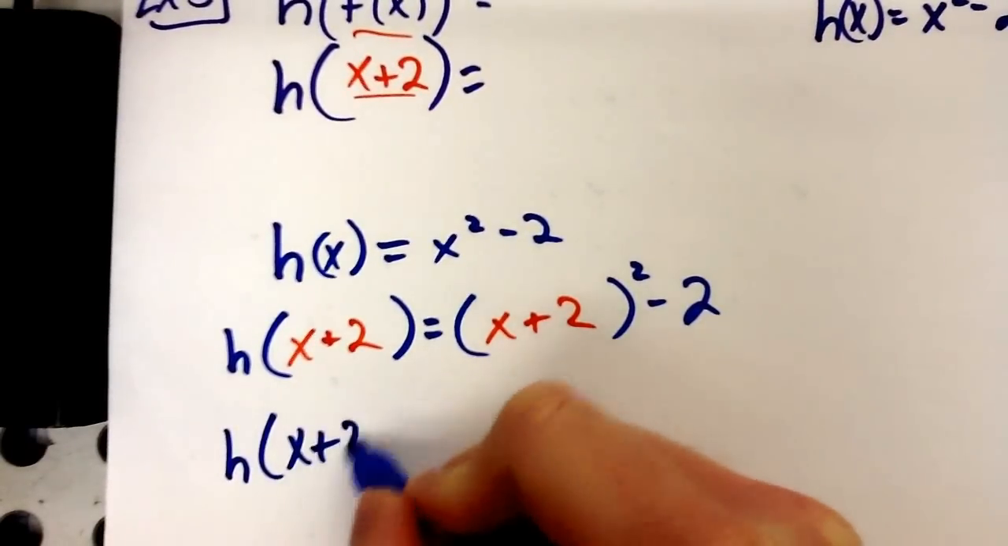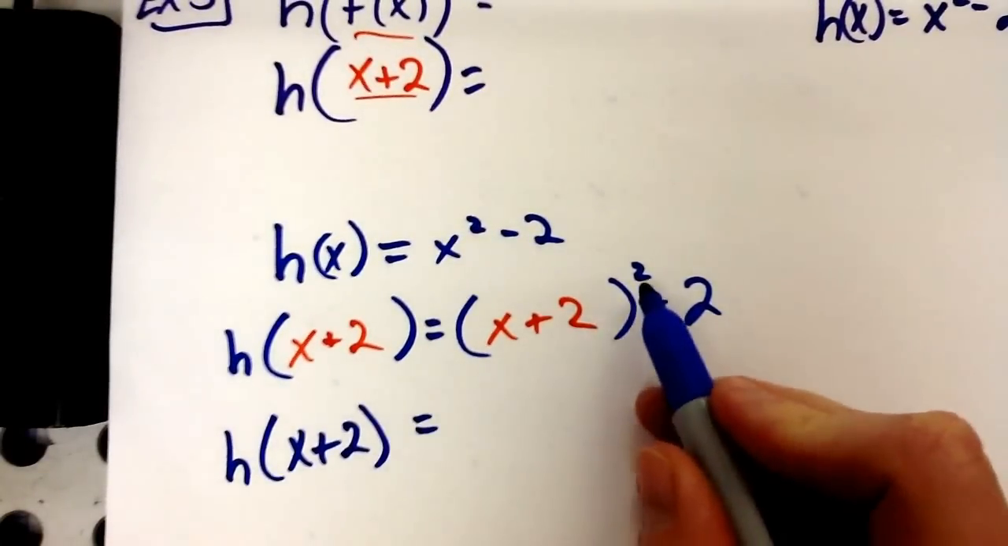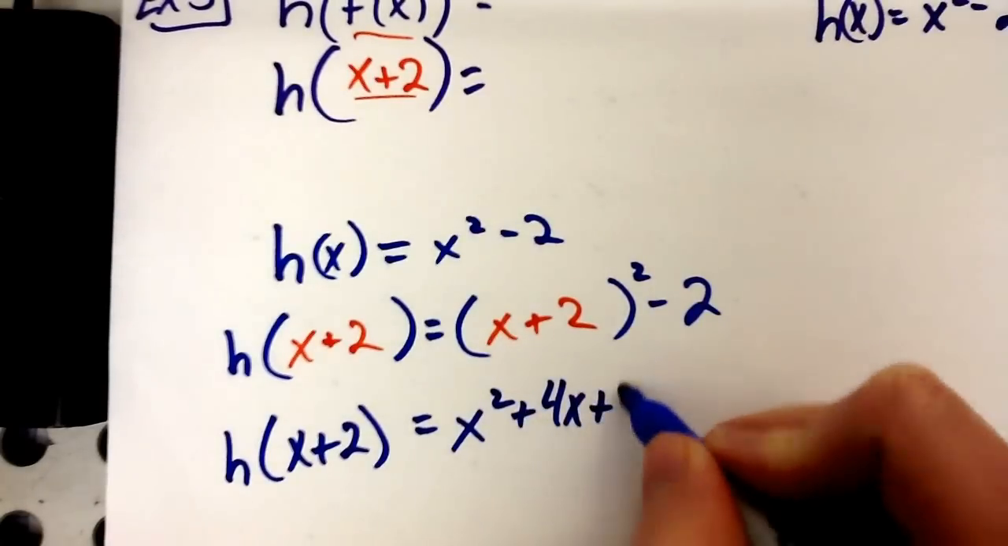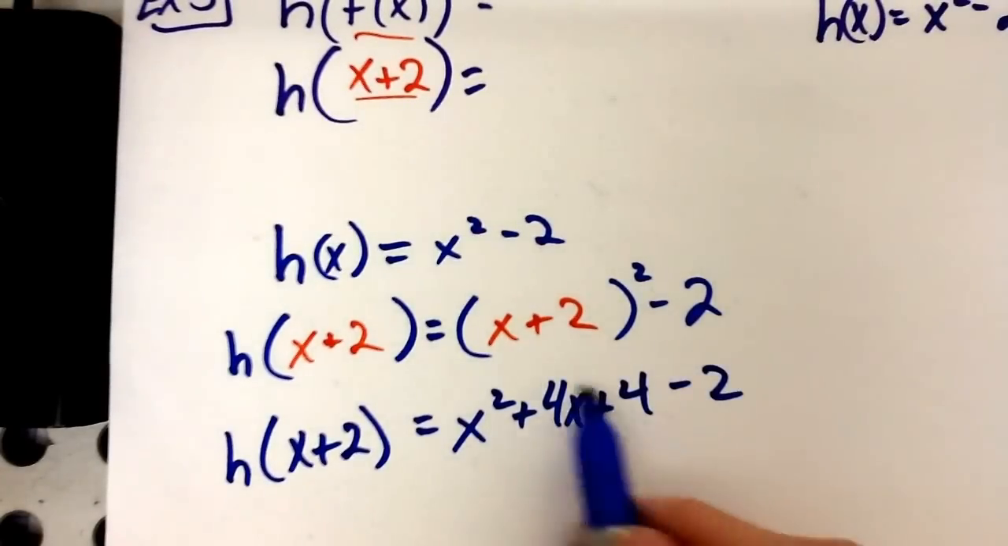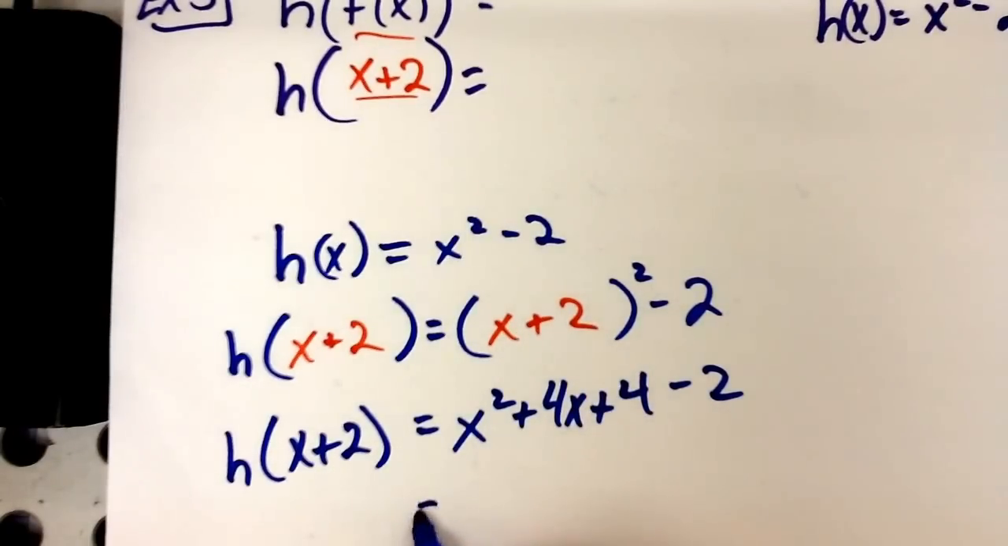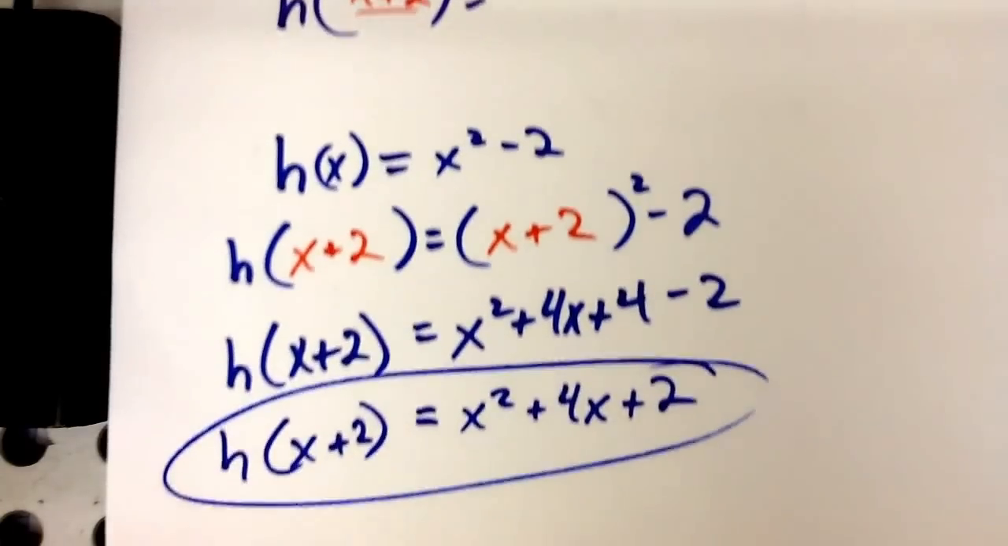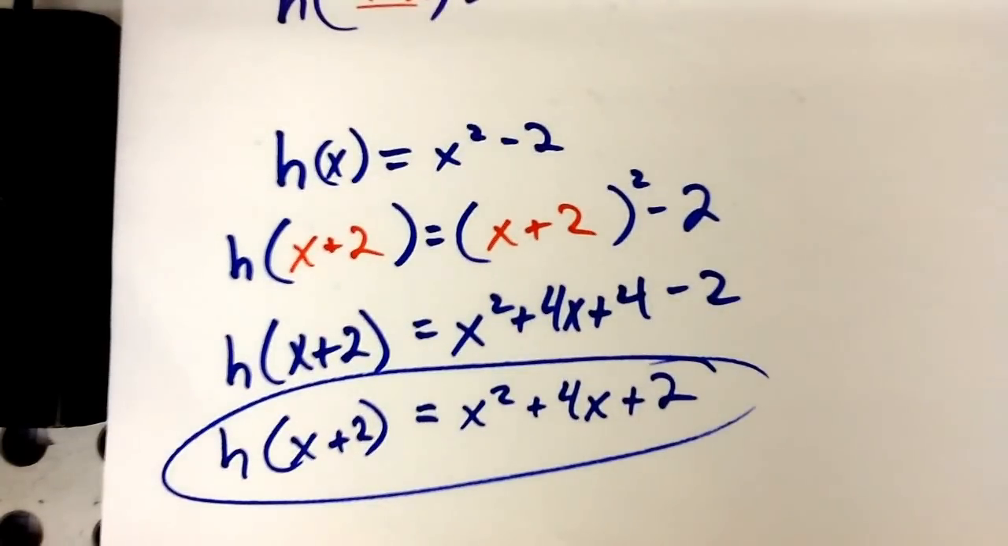So h of x plus 2, don't forget how to FOIL this. This is x squared plus 4x plus 4. Don't forget you have to FOIL that out. And then minus 2, of course, at the end. So h of x plus 2 is x squared plus 4x plus 2. And that's it. Okay, so there you go. That's 7, 7.